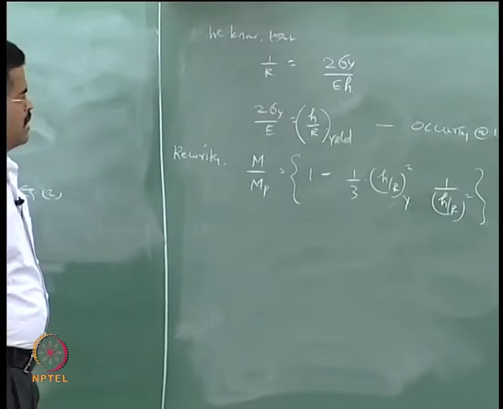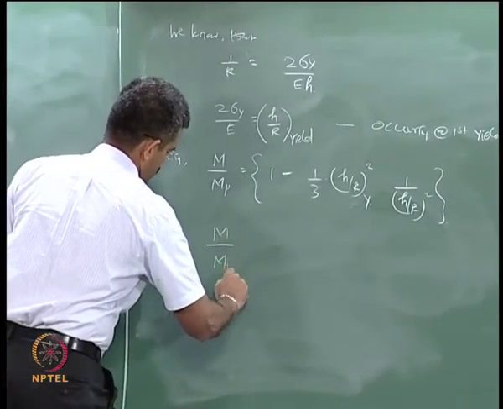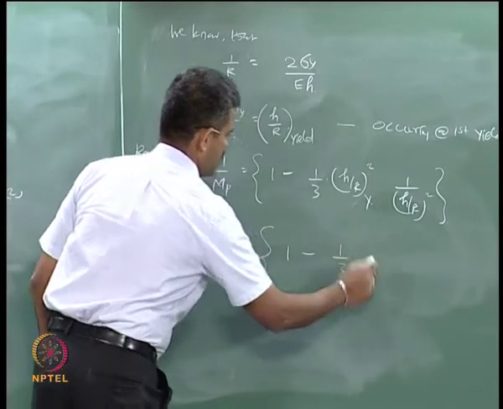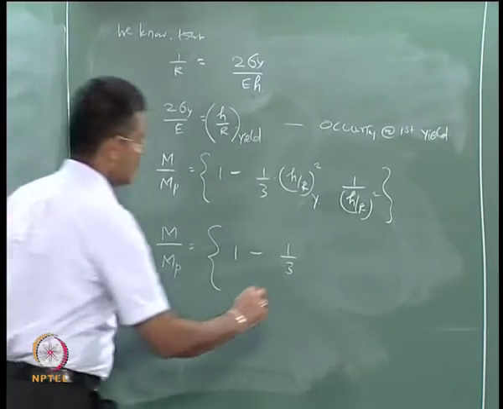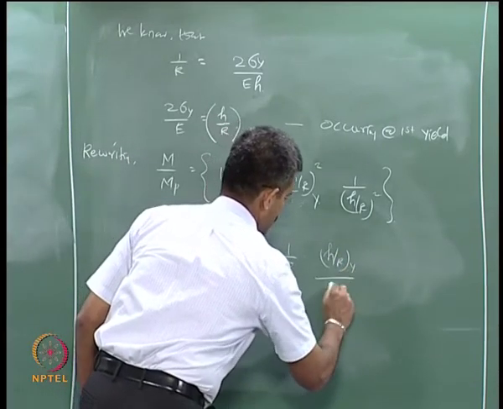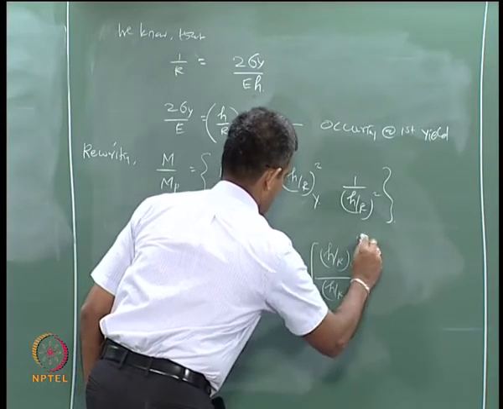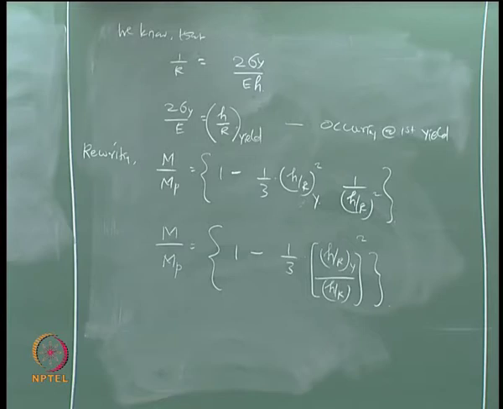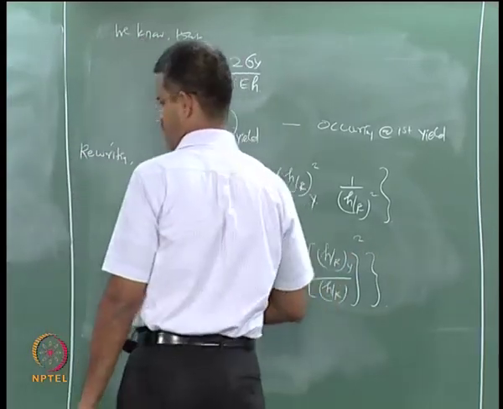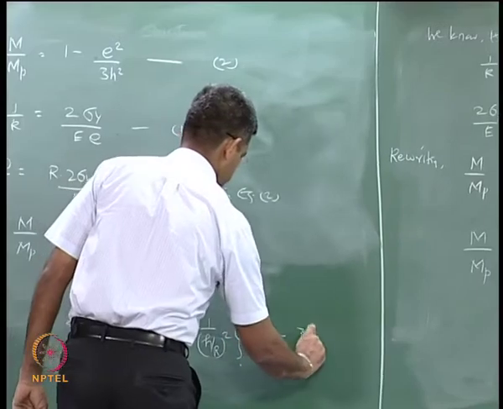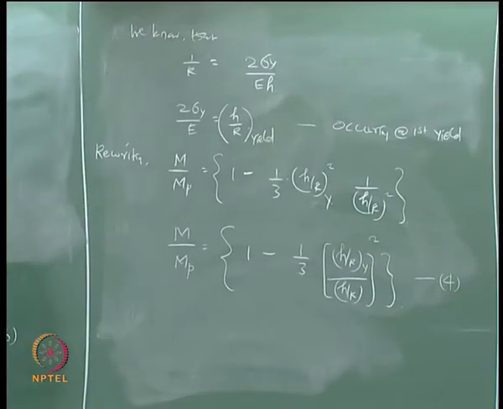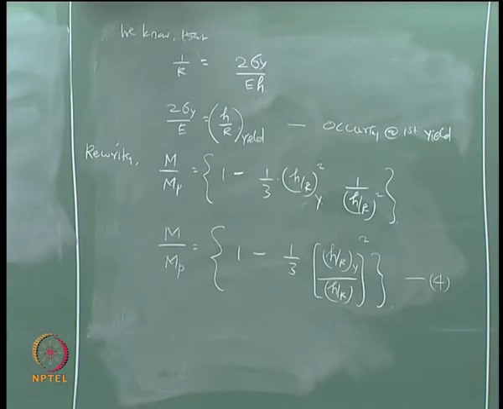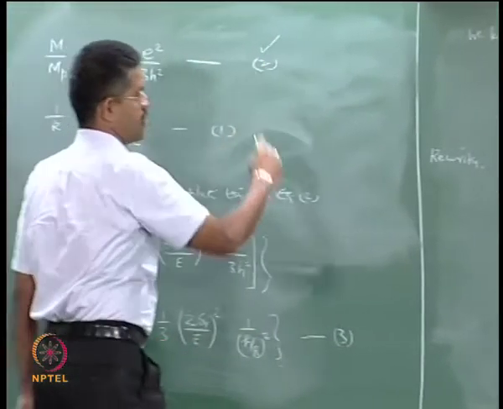Substitute here. I can rewrite this equation as, is that okay? This is equation number 4. This was 3, and this was 4. Now equations 2 and 4 are very important for us.